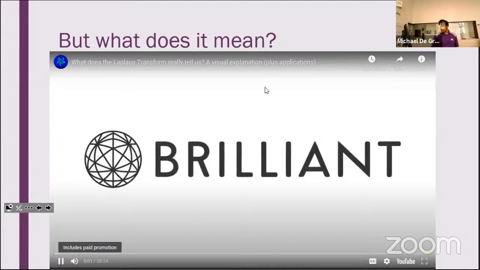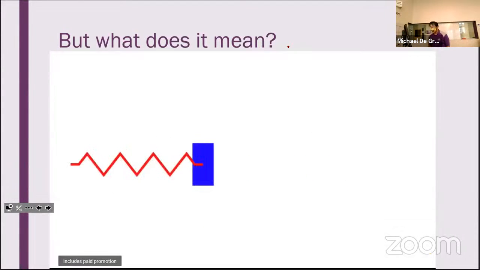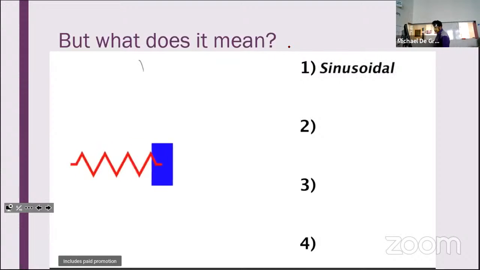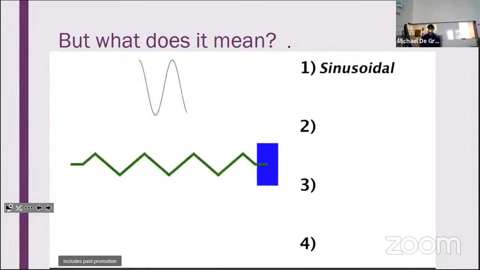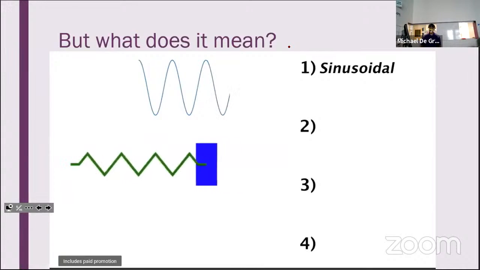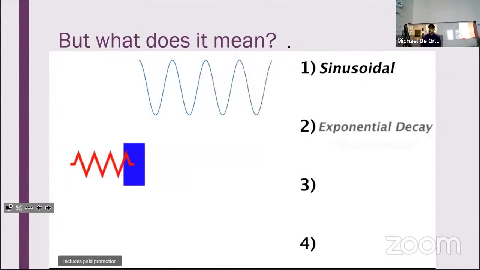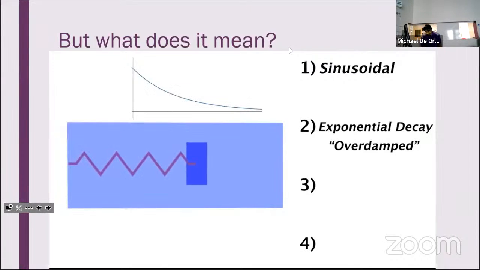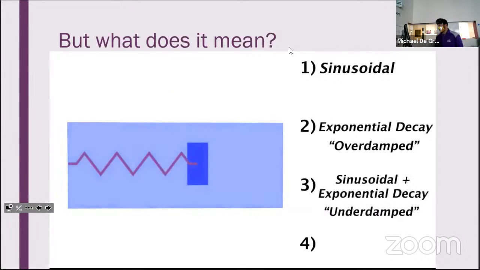This video was sponsored by Brilliant. Here we have a mass on a spring. If I pull it back and release, one of 4 things is going to happen. First is completely sinusoidal motion, as in it will oscillate back and forth forever, which will happen if there's no air resistance or damping present. 2 is exponential decay. This happens if we put in some thick or viscous fluid, which will cause the mass to exponentially decay to equilibrium without overshooting. Yes, this entire video will assume damping force is a multiple of velocity. 3 is a combination of the first 2, which happens when the damping isn't as strong.